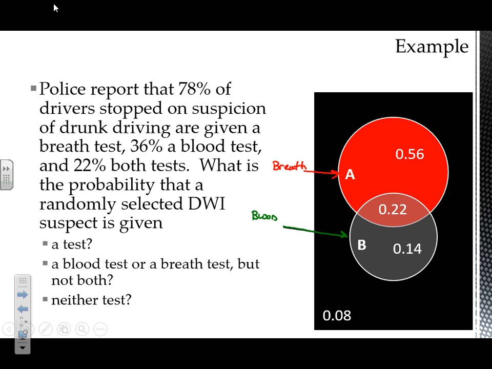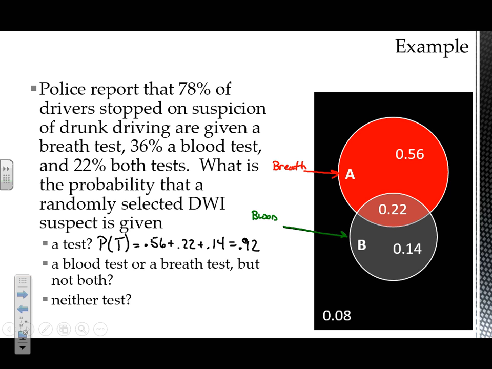Yeah, add up the insides, right? Take the 56 plus the 22 plus the 14, which would give us that would give us a 92% chance, right? So 92% of DWI suspects are given some form of test, whether it's a blood test, breath test, or both. I could have also used my complement rule. Since I know 8% of people don't get any sort of test at all, that means 92% have to be getting some type of test. Okay, so the complement rule would work here as well.